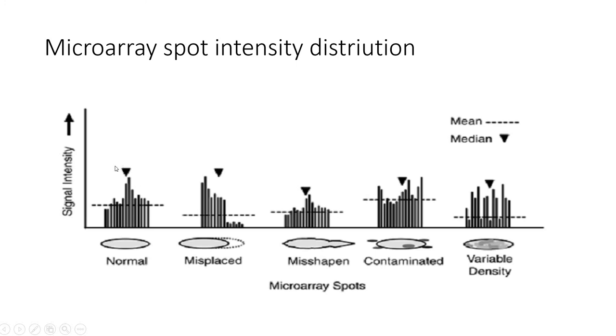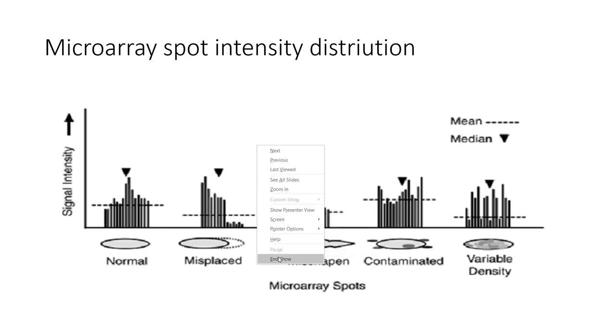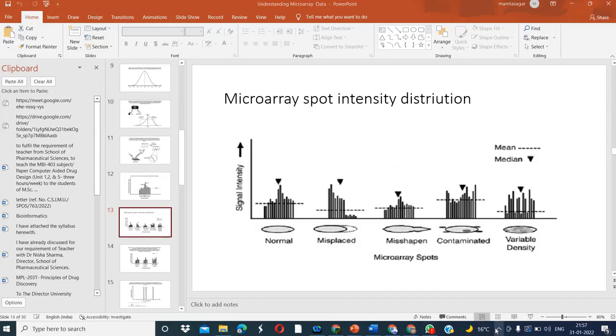So we can easily identify by seeing this figure. Can you identify now? Can you see the difference among these spots? Are you able to identify the normal? Why don't you reply? There is a network problem.